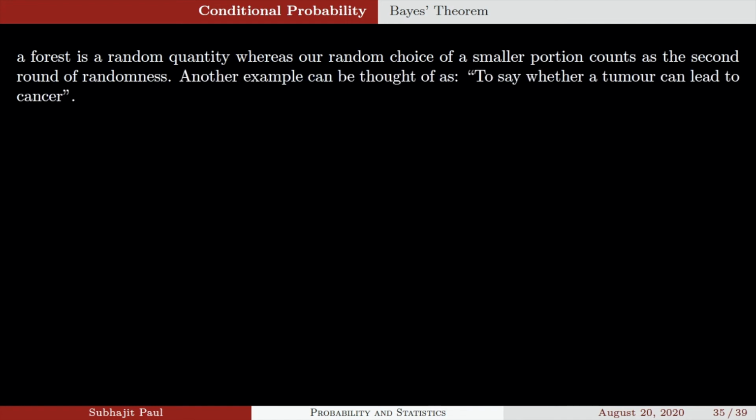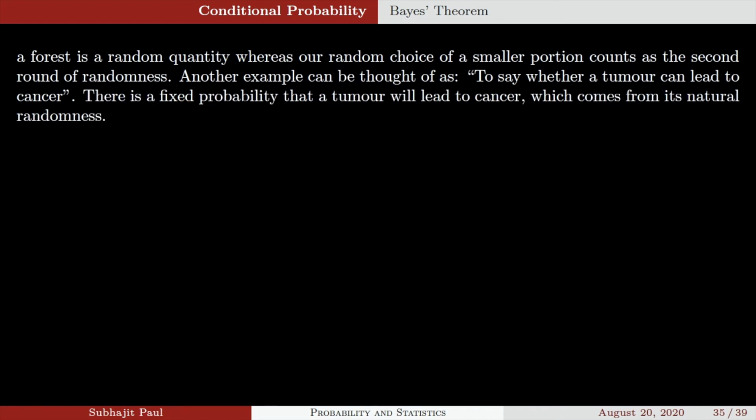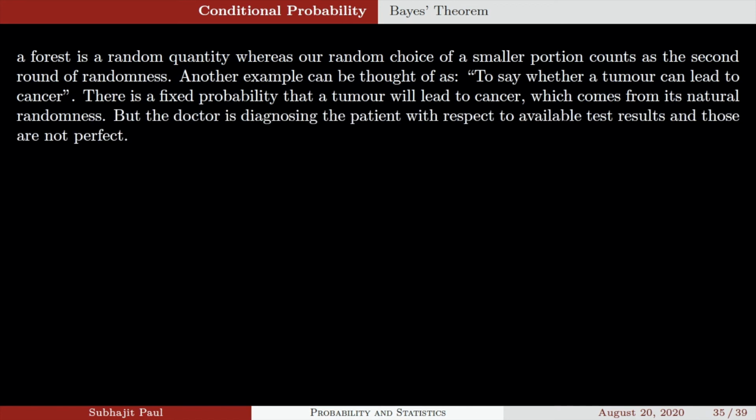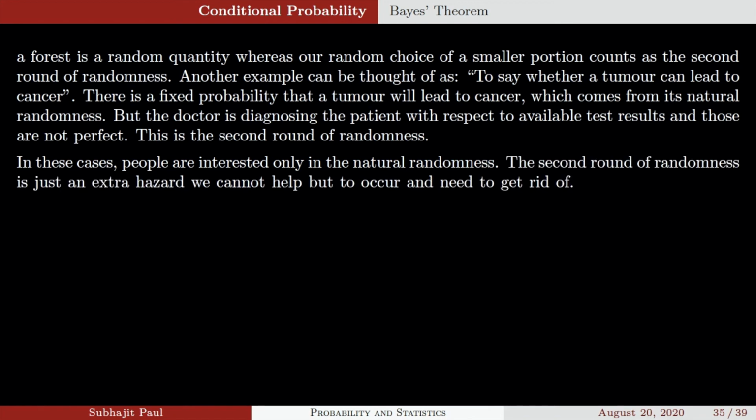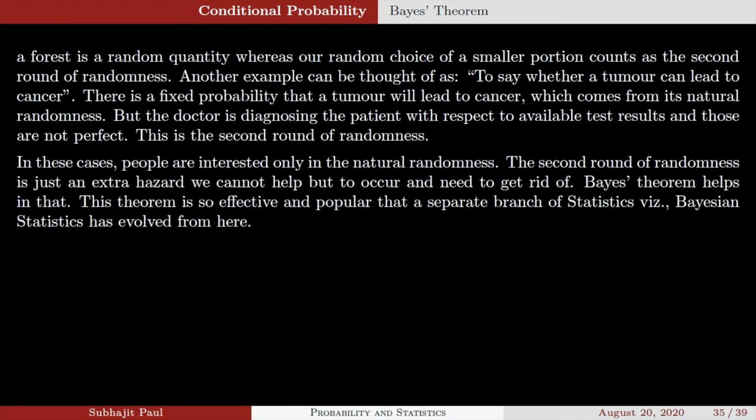Another example can be thought of as to say whether a tumor can lead to cancer. There is a fixed probability that a tumor will lead to cancer, which comes from its natural randomness. But the doctor is diagnosing the patient with respect to available test results, and those are not perfect. This is the second round of randomness. In these cases, people are interested only in the natural randomness. Of course, the second round of randomness is just an extra hazard we cannot help but to occur and need to get rid of. Bayes' theorem helps in that.